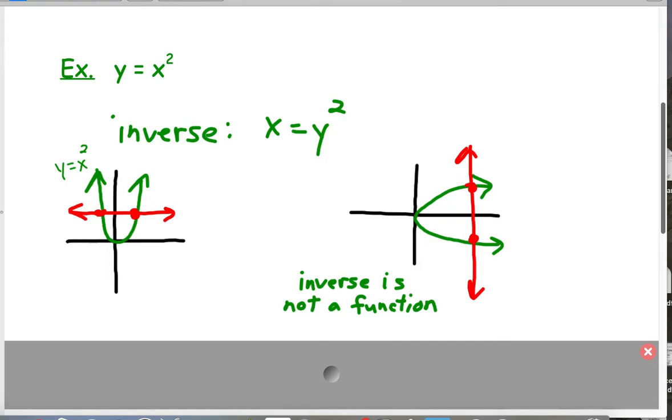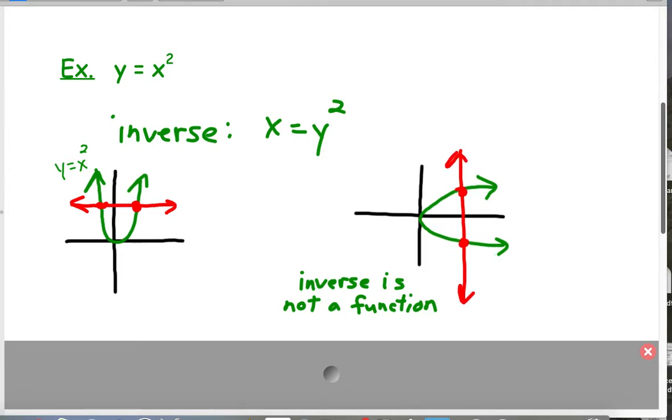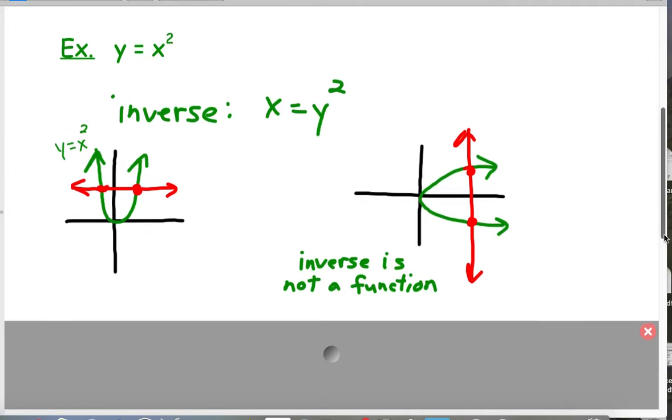Now, it has a problem passing the horizontal line test because a horizontal line is going to hit this parabola in 2 points, except for when it goes through the vertex. And because the horizontal line hits it in 2 points, when we reflect this parabola over the line y equal x, we get this sideways parabola. This sideways parabola is not going to pass the vertical line test because the original didn't pass the horizontal line test. So when you're looking at a graph, if the original function doesn't pass the horizontal line test, its inverse doesn't pass the vertical line test, and therefore its inverse is not a function.